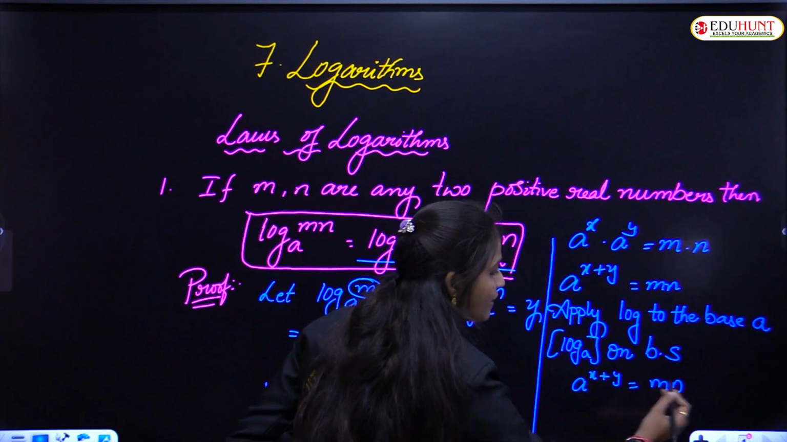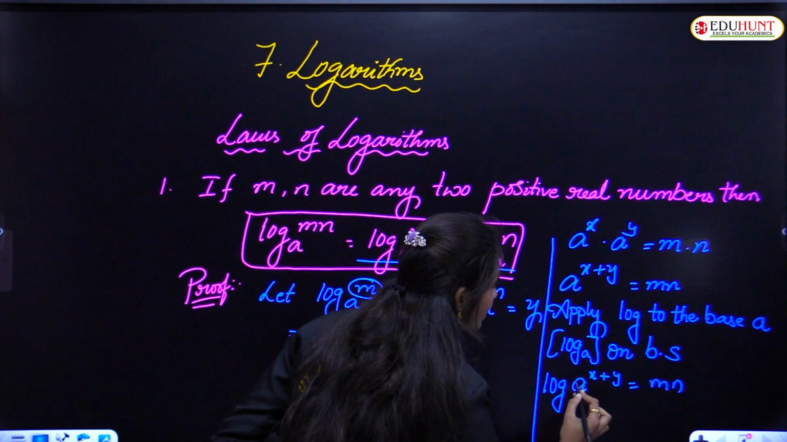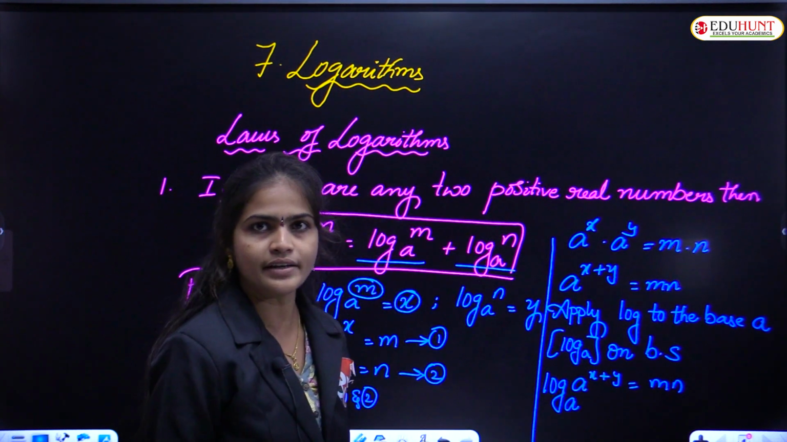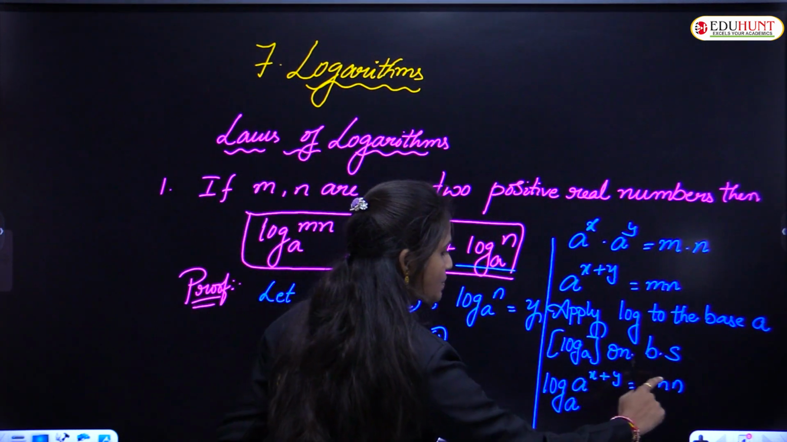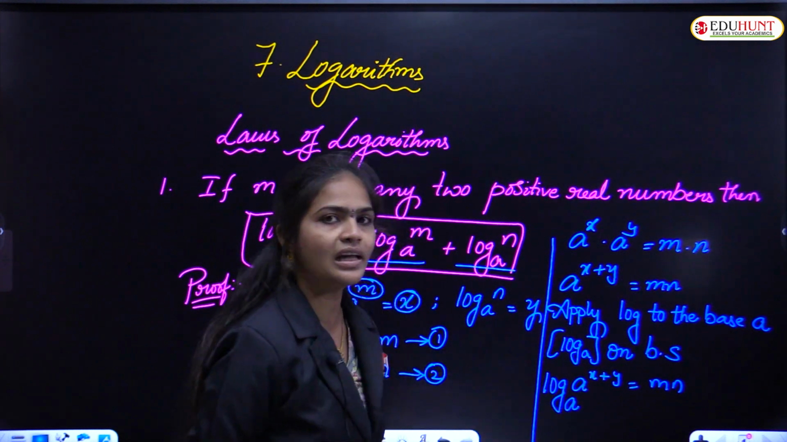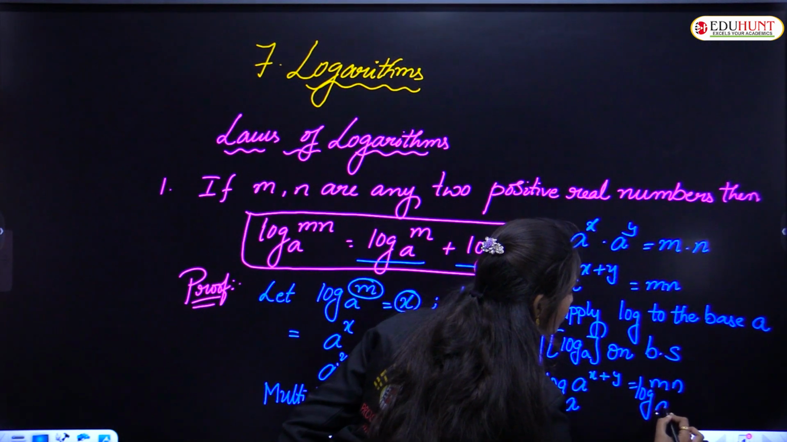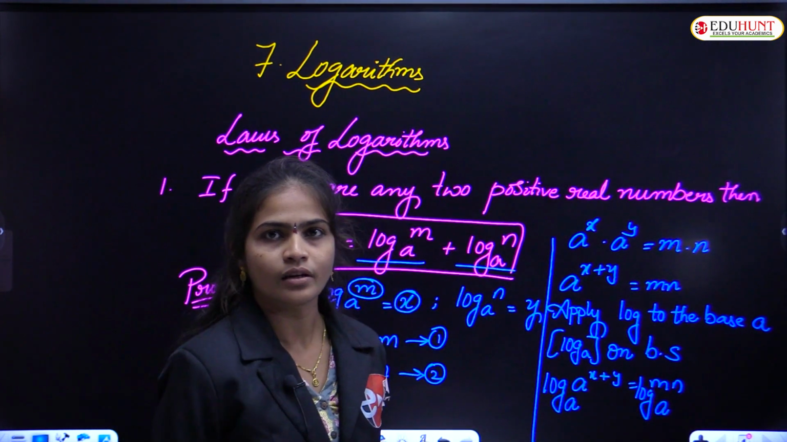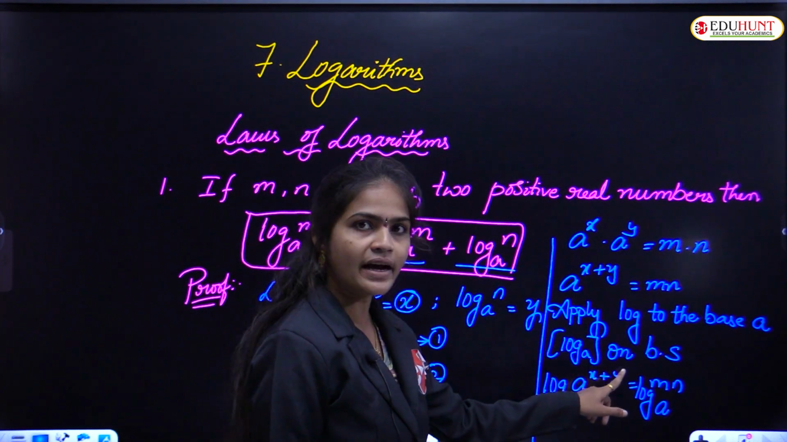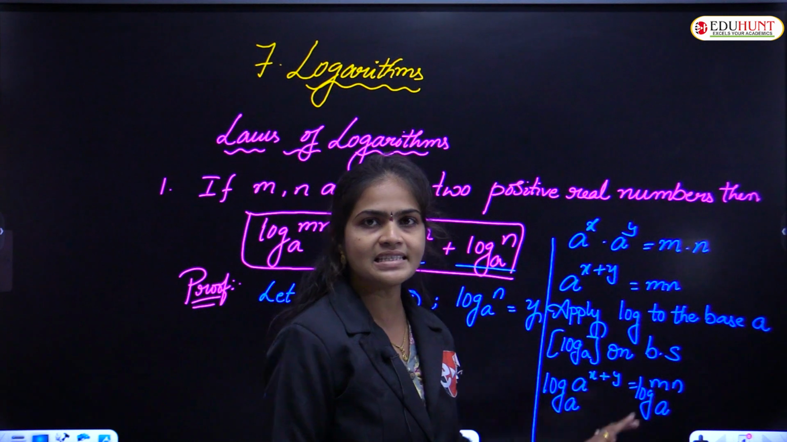To this one we have to apply log to the base a. So here write that log a power x plus y to the base a. Understood? We are not changing this exponential form here. Just we are applying log to the base a only. And here also same thing, just add that log to the base a. Okay, so how we can read this? Log a power x plus y to the base a, which is equal to log mn to the base a.